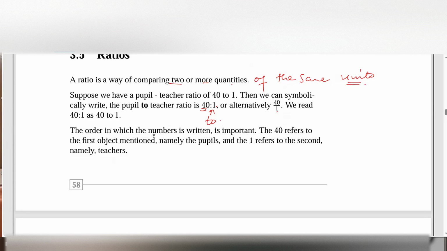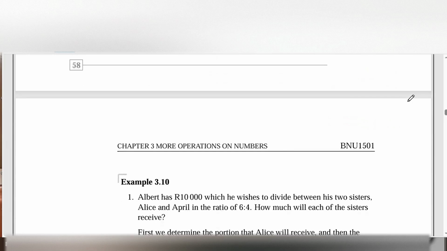So the order in the ratios is very, very important, because whatever is mentioned first must come first as far as the numbers are concerned. If it was the other way around, let's say teacher to learner or teacher to pupil, then it was going to be 1:40, because it creates meaning for as long as the order is followed.